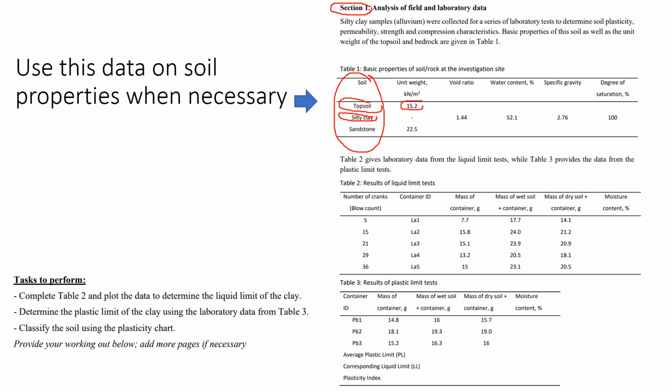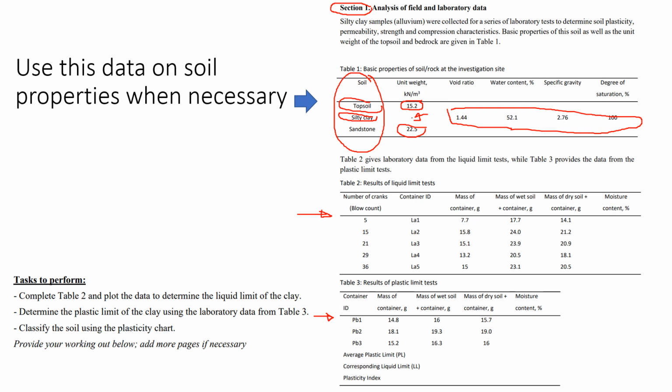So for some, like topsoil, the unit weight is given. For sandstone, the unit weight is given. But there is no information about unit weight of the silty clay, which is the main material, the main geological unit on the site. But you are given other values. So from using these values, you should be able to estimate the unit weight, something similar to what we did in the first project. You're also given data on the liquid limit and plastic limit test.